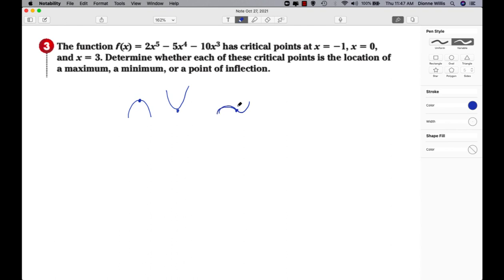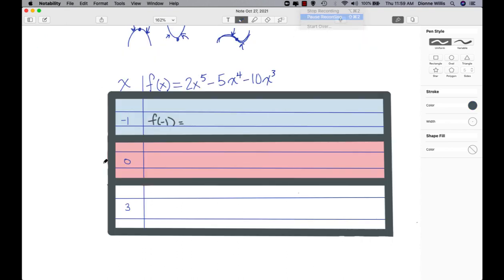And what you'll notice is that on either side of a max, our values for the function are lower than at the max. And on either side of a min, our values for the function are higher. And on either side of a point of inflection, one's higher and one's lower. So we're going to use that thought process to consider what's going on here. So I'm going to rewrite this function, and I made a little chart.